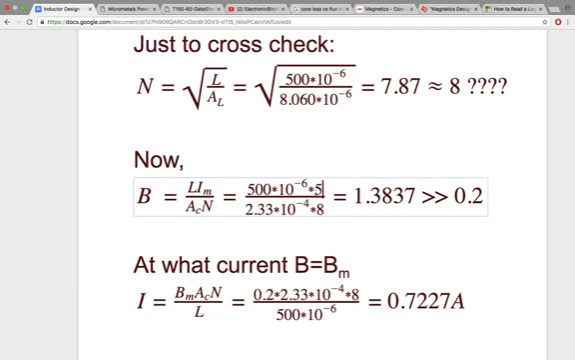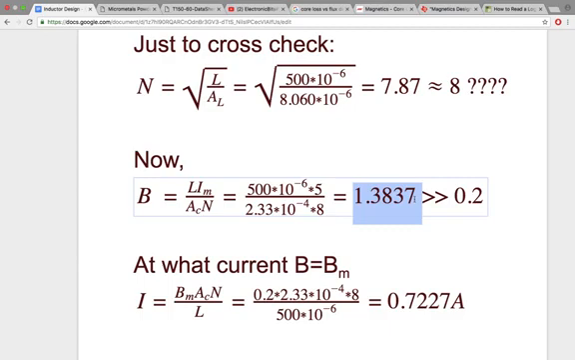For the inductance value, this is the same calculation. The number of turns I have used is 8, which we got from this AL formula. You'll see the difference in the flux density. The flux density for 5 ampere is coming 1.3837, which is way away from 0.2. So you can clearly say that if 5 ampere flows through it, the core is completely going to saturate. You will not even be able to go to 5 ampere.